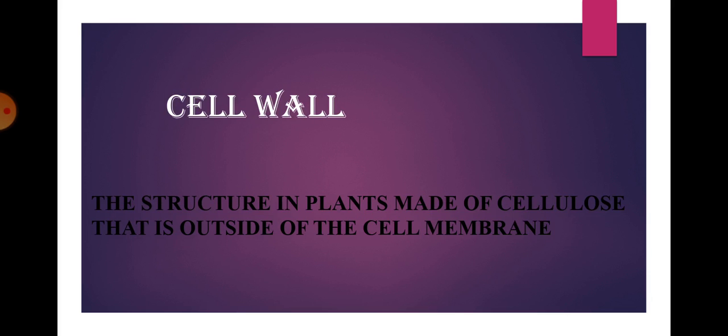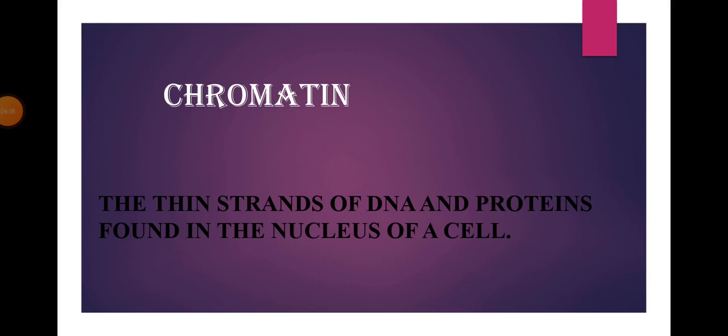The next is cell wall, the structure in plants made of cellulose that is outside of the cell membrane. The cell wall is a structural layer surrounding some types of cell, just outside the cell membrane. The next is chromatin, the thin strands of DNA and proteins found in the nucleus of a cell. When we say chromatin, it is a substance within a chromosome consisting of DNA and protein. The DNA carries the cell's genetic instructions.